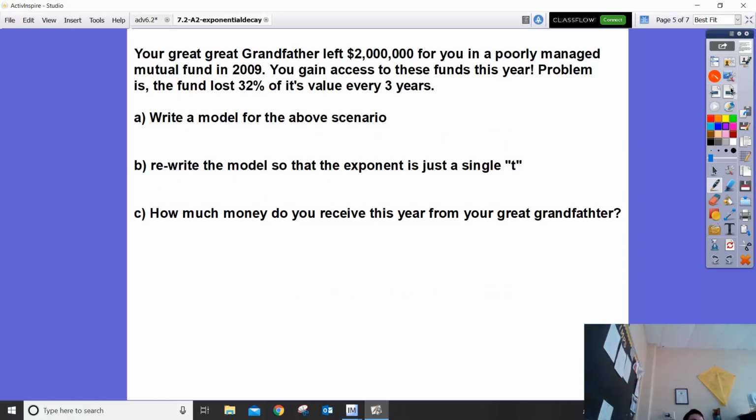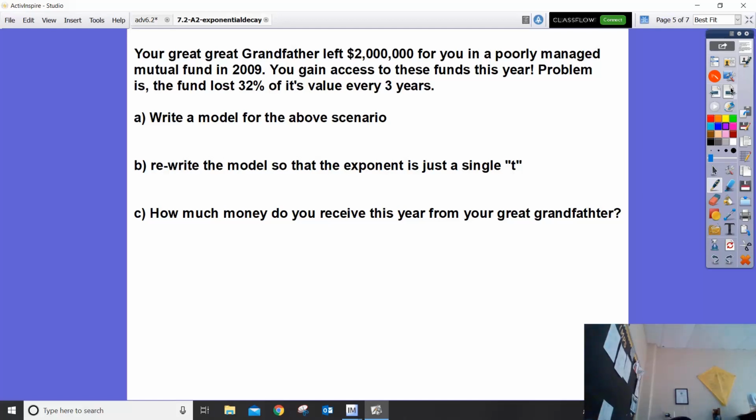Let's see. Your great-great-grandfather left you $2 million. But it's in a poorly managed mutual fund. You gain access to the funds this year. Problem is the fund lost 32% of its value every 3 years. Write a model.